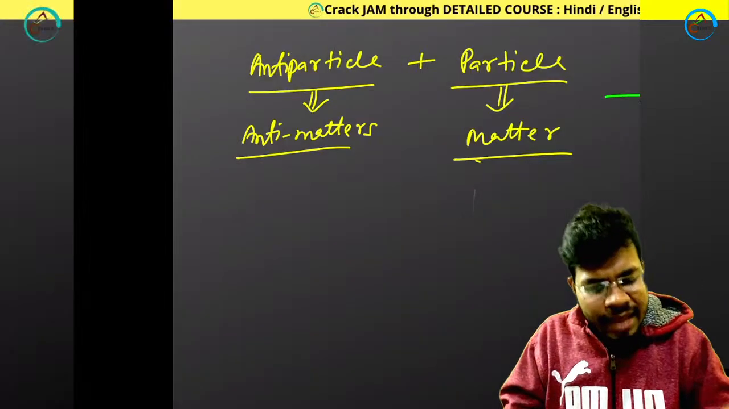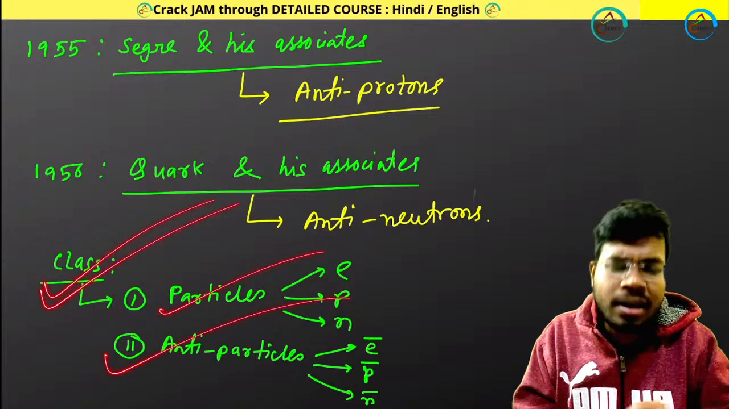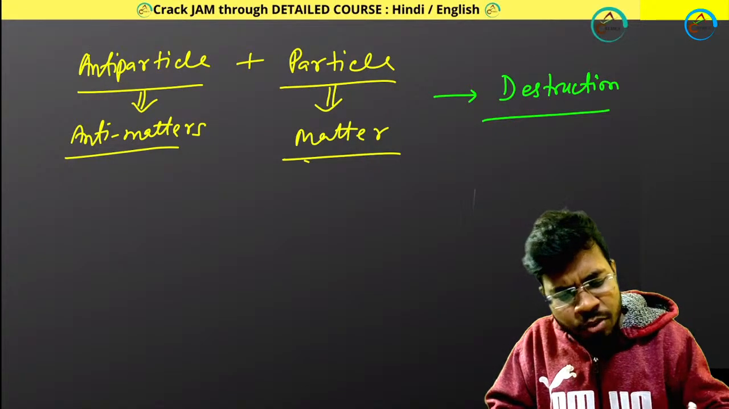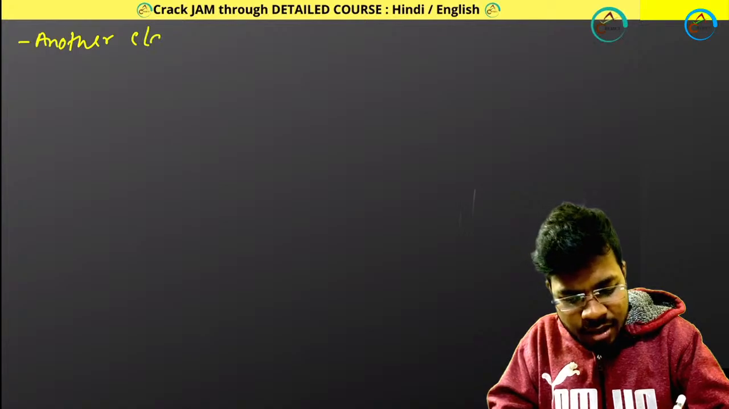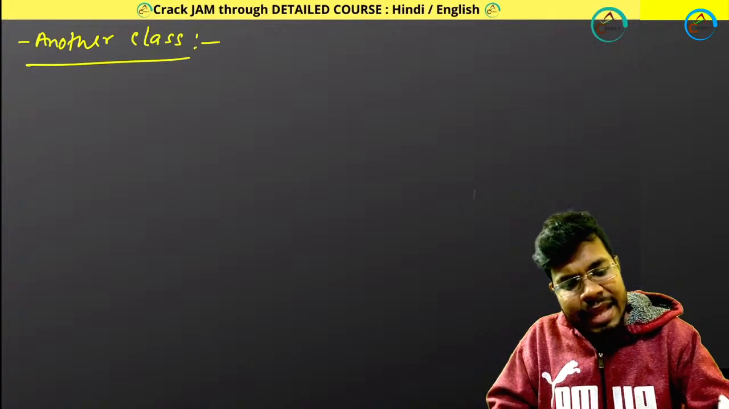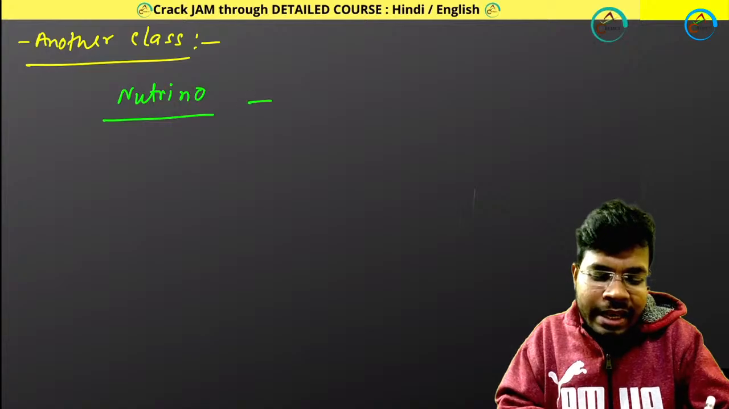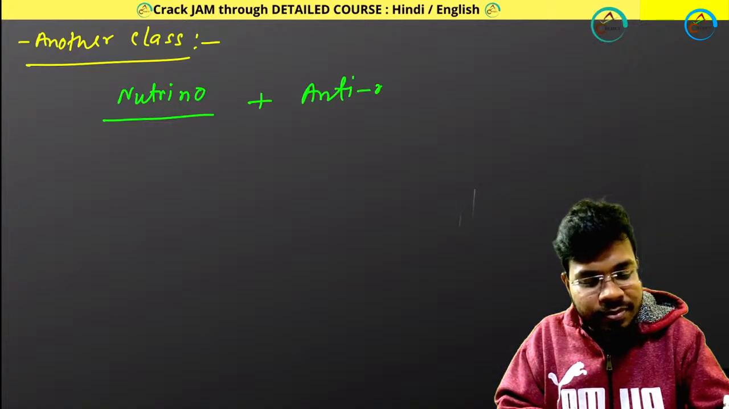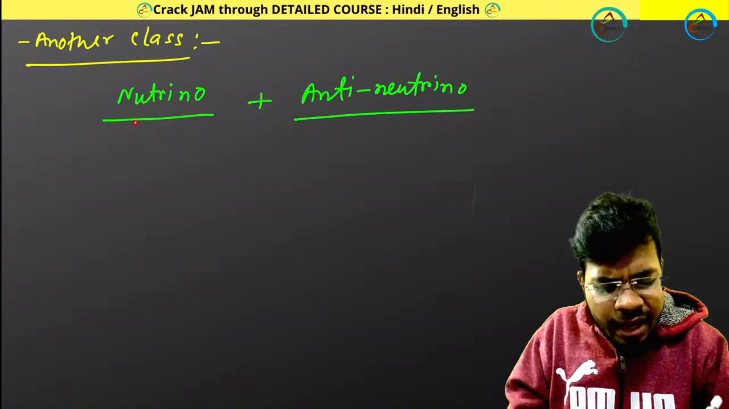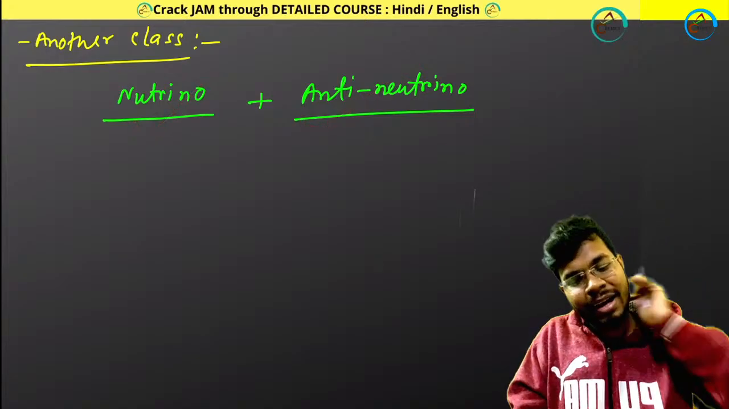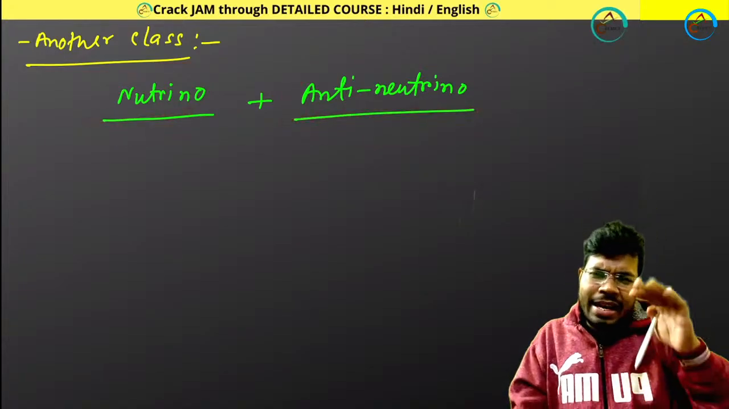Great. So I told you, particle is one class of system, antiparticle is another class of fundamental particles. Now I am going to give you another class of fundamental particles, that is called neutrino. And if you have the neutrino as a particle, then you have to have the antineutrino as well. Now neutrino is there, antineutrino is there. Now I want to tell you one important point regarding this neutrino and antineutrino. How you get neutrino or antineutrino, I will tell you about everything.